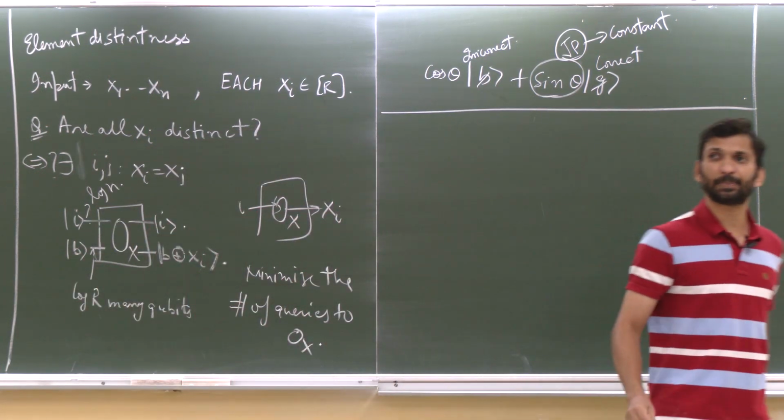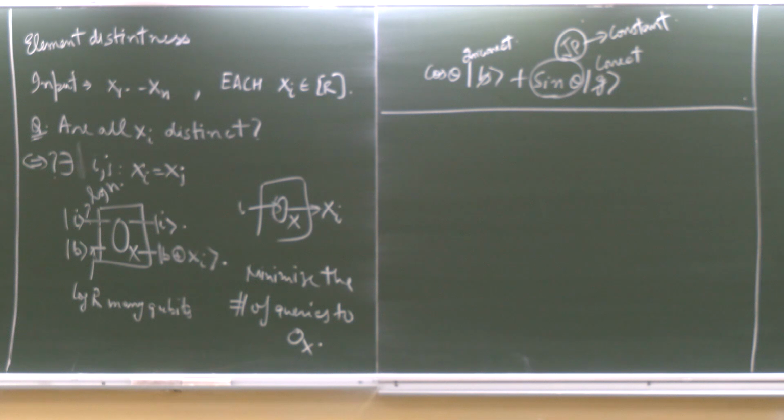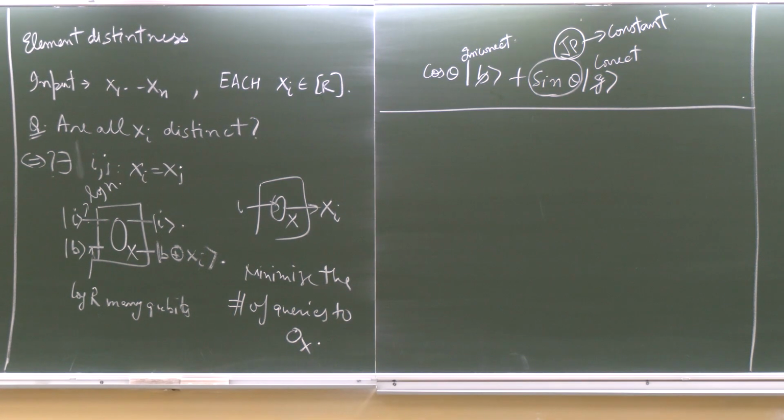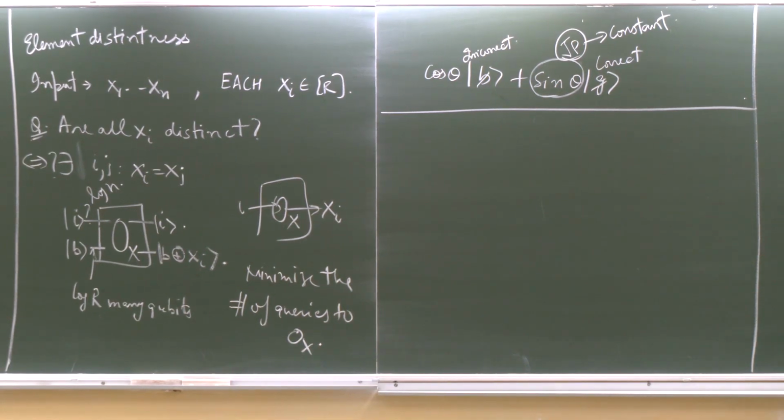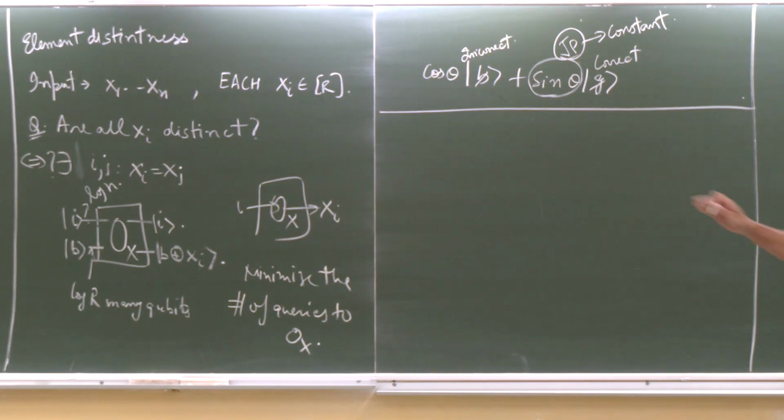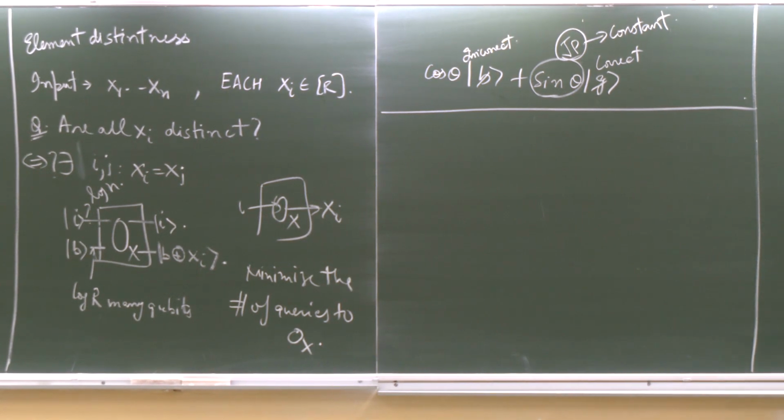This you have seen multiple times. Deutsch-Jozsa, Simon, everywhere. I have an oracle and the task is to minimize the number of queries. And this is a good substitute for time. That's why we do it. So the problem is clear. So what do you think? In how many queries can you do it, classically?